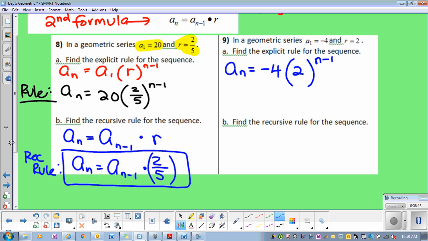I mean, isn't that so good? That's all you have to do, literally. Because you're saying the number before has to be multiplied by the r, which is what you do to get that sequence anyway, right? Try it out for 9b. Find the recursive rule for that sequence, please.